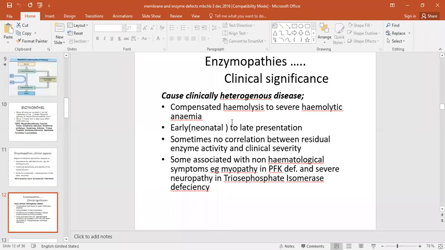Other abnormalities may be so severe, and the clinical presentation does not correlate whatsoever with the role of the enzyme. We've also seen some associated with non-hematological symptoms, for example, myopathy in pyruvate kinase deficiency and severe neuropathy in triosephosphate isomerase deficiency. So you might actually see a completely different clinical presentation involving different anatomic areas, yet the problem is actually an enzyme deficiency within the red cell. So again, the clinical presentation and pathology may be completely different.